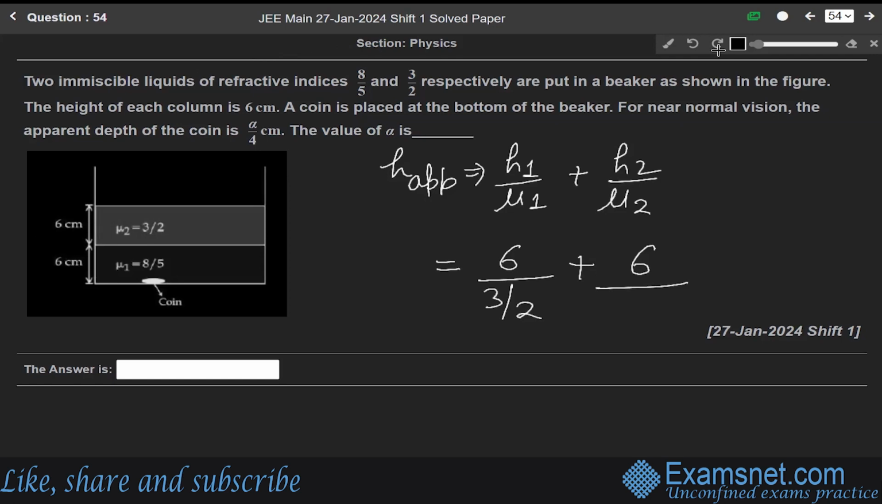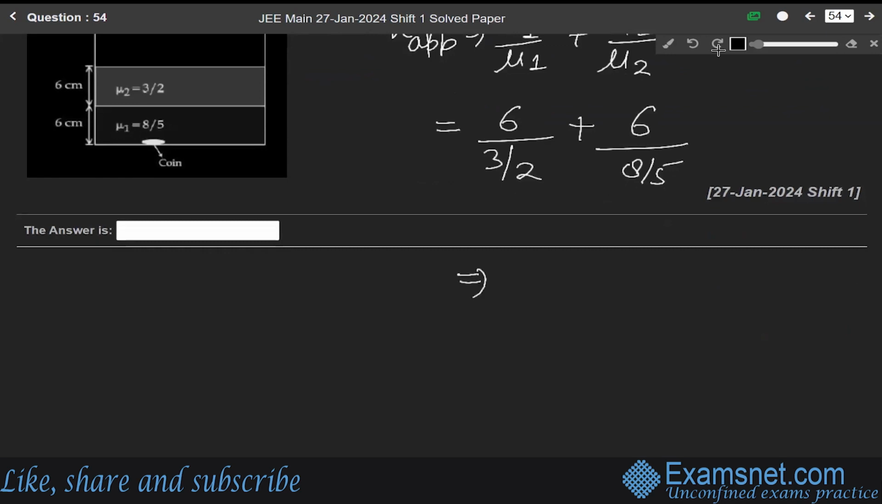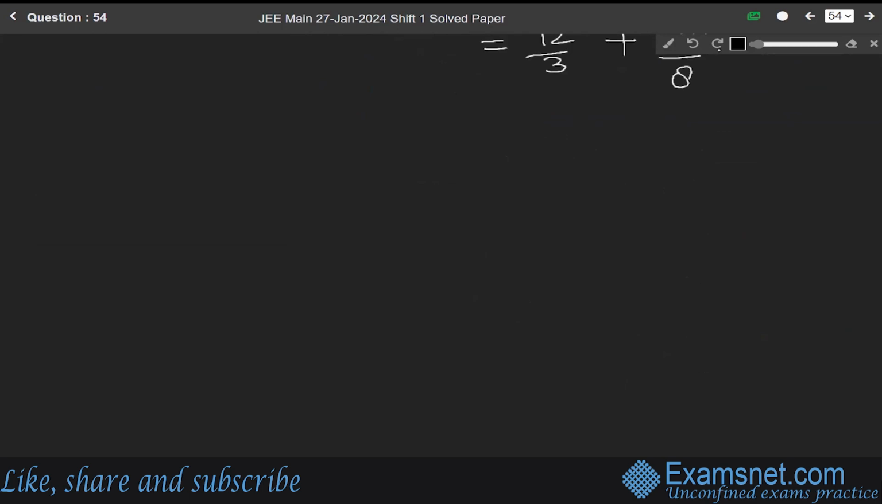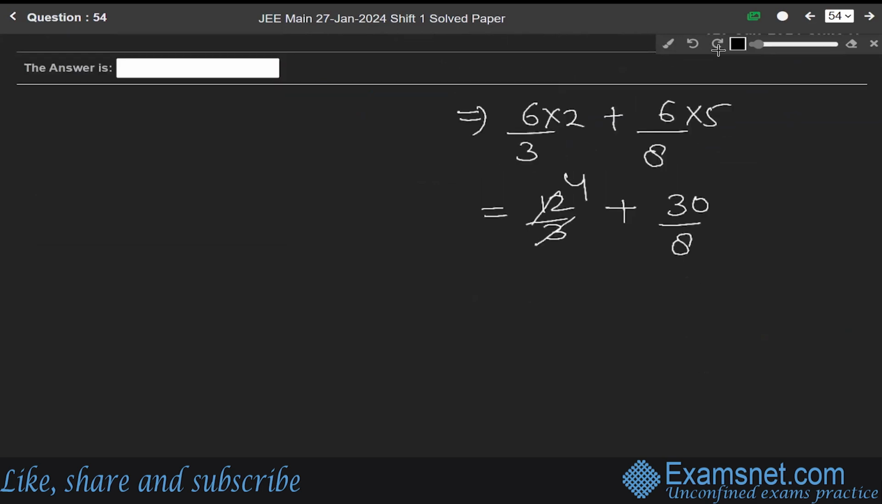plus H2 is also 6 centimeter over mu2 is 8 by 5. So it will be equal to 6 over 3 into 2 plus 6 over 8 into 5. It will be 12 over 3 plus 30 over 8. So it will be equal to 4 plus 15 over 4. It will be equal to 16 plus 15 over 4.